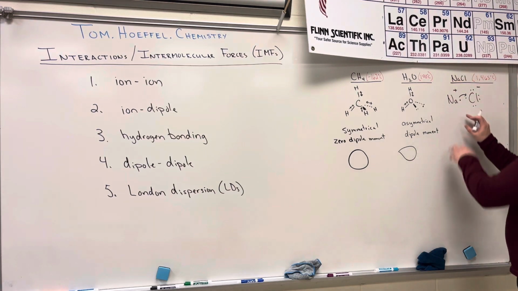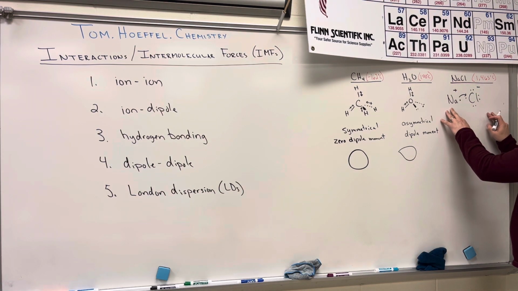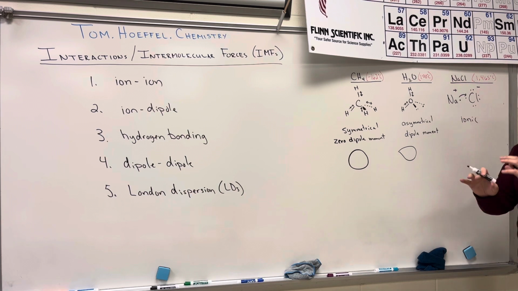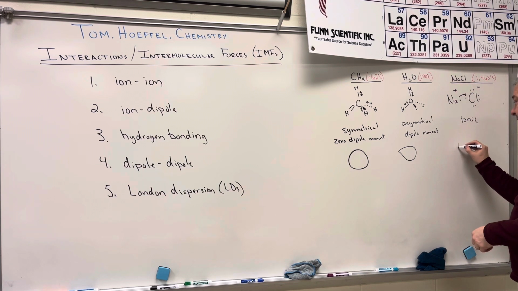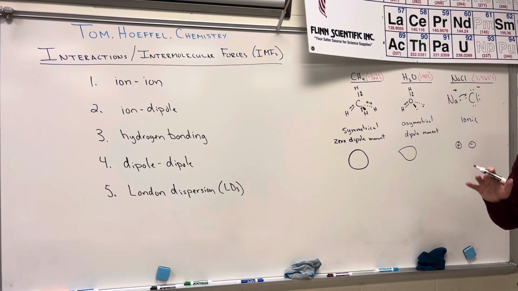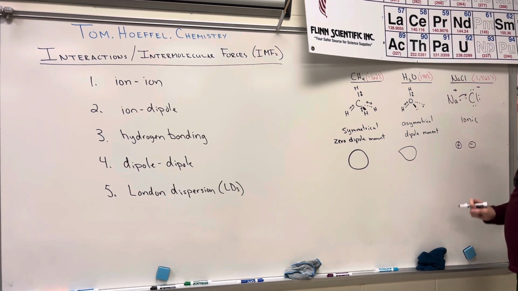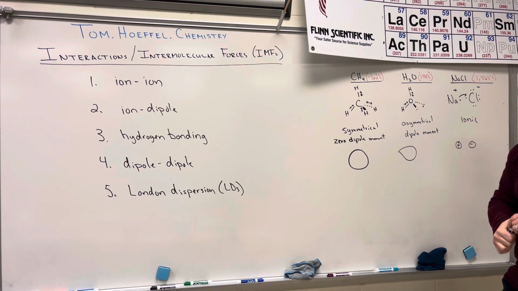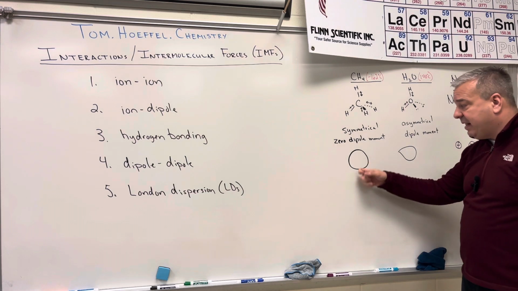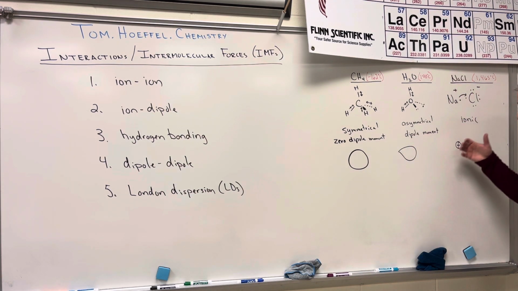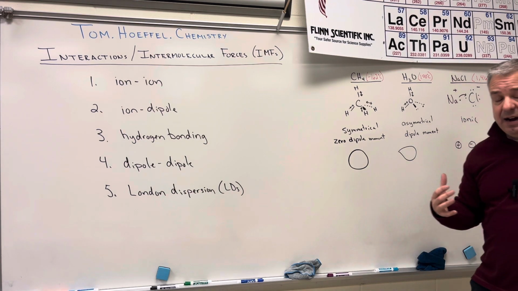And then finally, this one doesn't have polar covalent bonds at all. This one is ionic. There's going to be a complete transfer of electrons, so we have a full positive charge and a full negative charge between these ions of sodium and chlorine. Now, what we're going to talk about is how a methane interacts with another methane, how a water molecule interacts with another water molecule, and how an ionic compound interacts with another ionic compound.